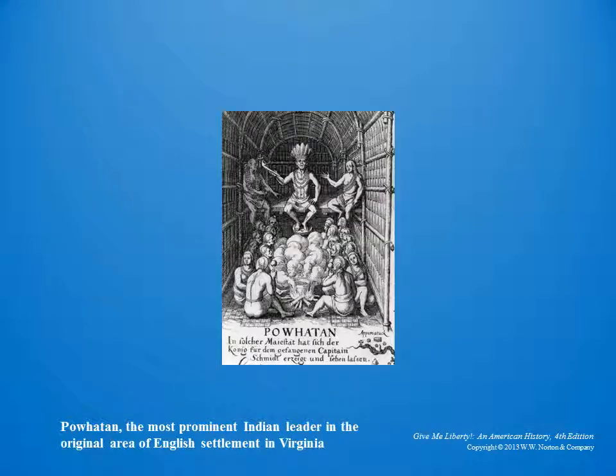This is a picture of Powhatan. He was the most prominent Indian leader in the original area of the English settlement in Virginia. This shows him in his court. It was engraved on John Smith's map of Virginia, which was included in his General History of Virginia that was published in 1624.